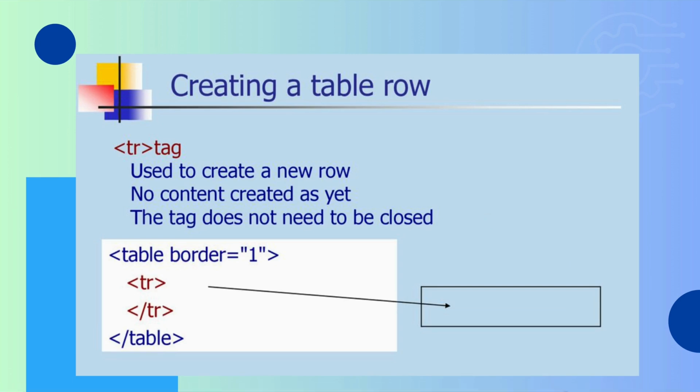Next, we have creating a table row. The tr tag is used to create a new row. Here also we have not given any content, and the tag does not need to be closed. So the example starts like table space border is equal to 1 in double quotes. We have tr and we have closed the tr tag, and also the closing table tag, and the result for this example is given like this.